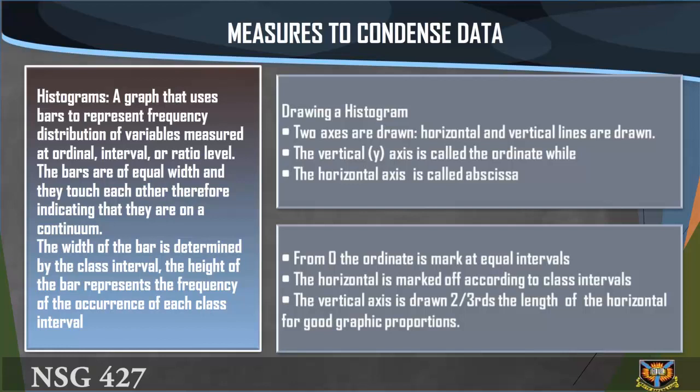Drawing a histogram. 1. Two axes are drawn, horizontal and vertical lines. 2. The vertical y-axis is called the ordinate, while the horizontal axis is called the abscissa. From 0, the ordinate is marked at equal intervals. The horizontal is marked off according to class intervals. The vertical axis is drawn to about three-quarters of the length of the horizontal for good graphic proportions.